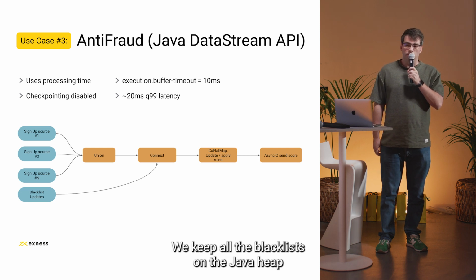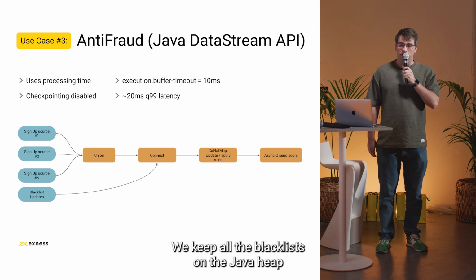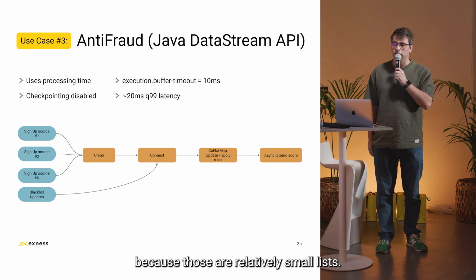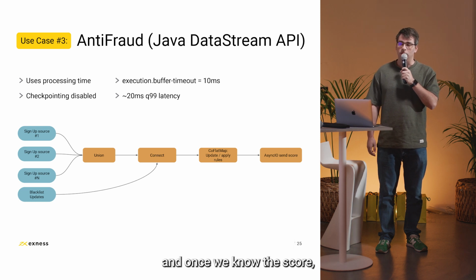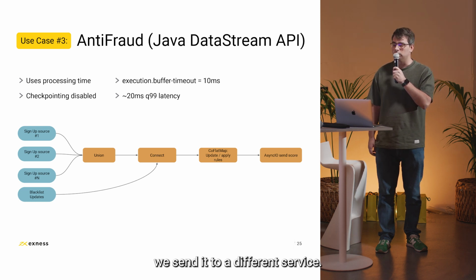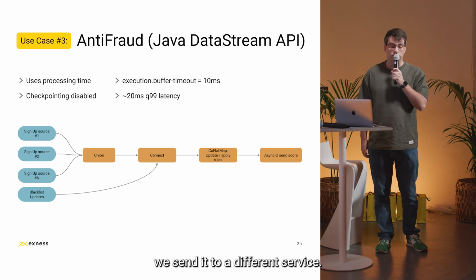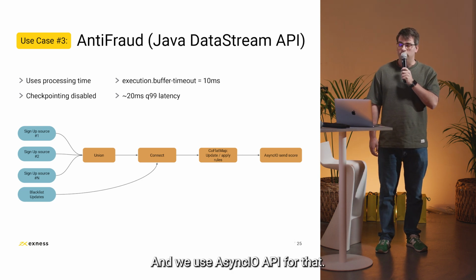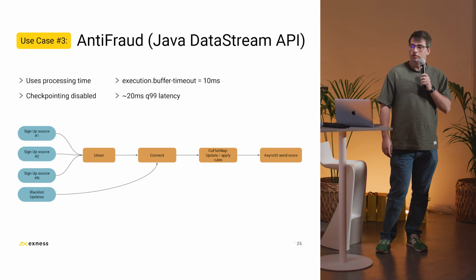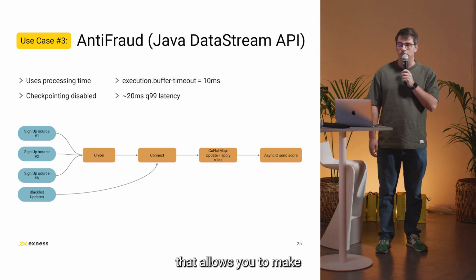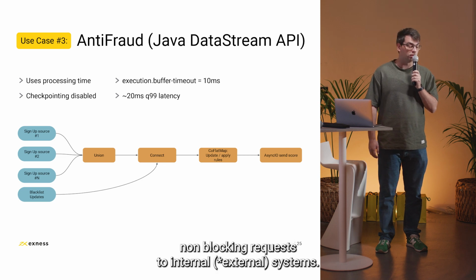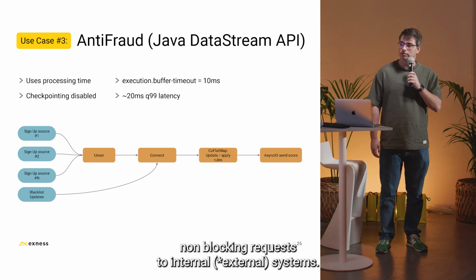We keep all the blacklists on the Java heap because those are relatively small lists. And we run business logic on the incoming events. Once we know the score, we send it to a different service, and we use Async I/O API for that. Async I/O is a special API in Flink that allows you to make non-blocking requests to internal systems.